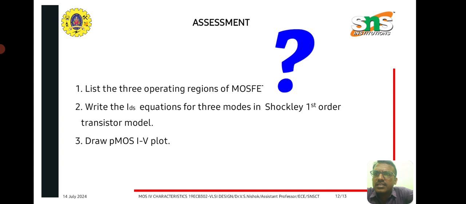Coming to the assessment questions. What are the three operating regions of the MOSFET is your first question, and write the IDS equation for the three models in the Shockley first order transistor model, where first order represents the ideal IV characteristics, and then draw the PMOS IV plot. So these are all your assessment questions.